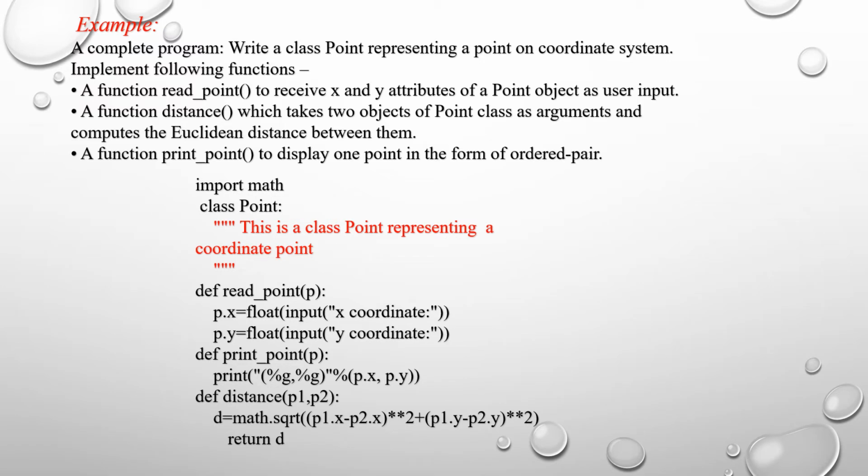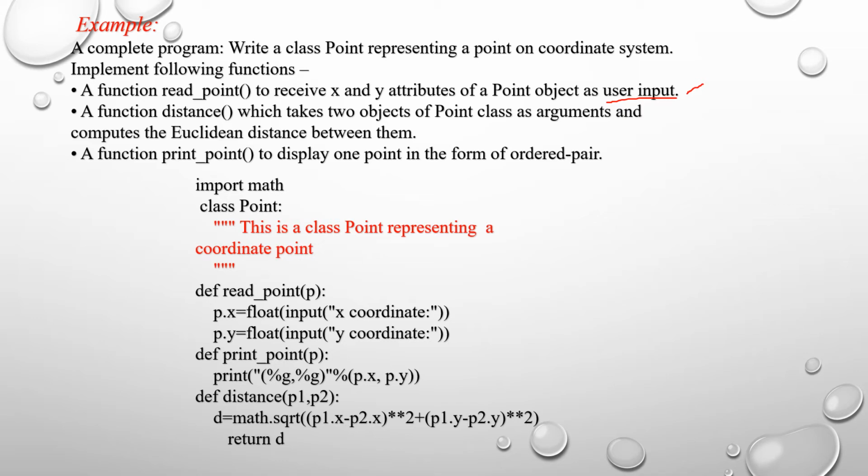Let's consider a complete program. The program is: write a class Point representing a point on a coordinate system. Implement the following functions. The first task is a function read_point to receive the x and y attributes of the point object as user input. So this is the first task. The second task is a function distance which takes two objects of the Point class as arguments and computes the Euclidean distance between them.